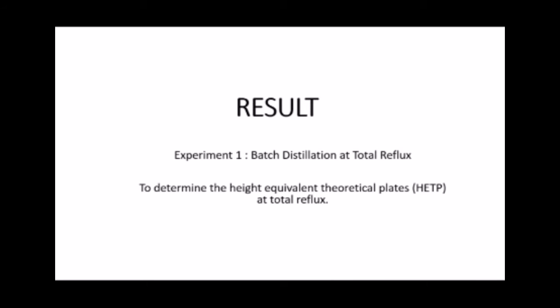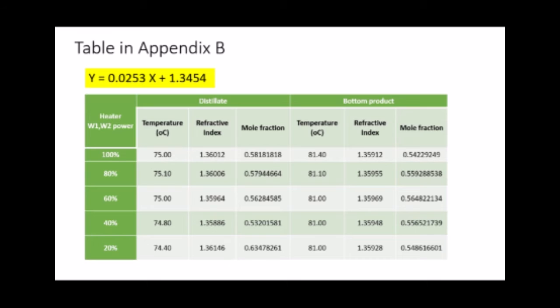Now I will explain to you about the results. In this experiment, we have two parts, which are experiment 1 and experiment 2. In experiment 1, for batch distillation at total reflux, our objective is to determine the height equivalent theoretical plates, HETP, at total reflux. Based on the table in Appendix B, we need to find the value of temperature, refractive index, and mole fraction for distillate and bottom product.